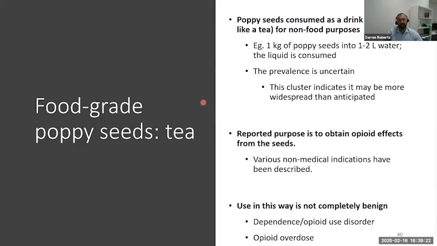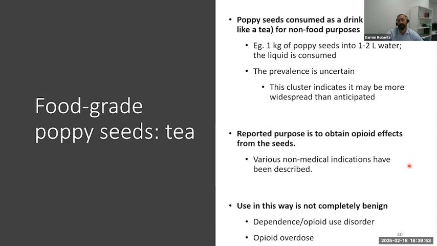I think all of us have known of a case of poppy seed tea use or misuse, where someone has been using it, develops dependence, and asks for help. And a lot of us, I think, thought this was an uncommon event within the community. What does this involve? I've already mentioned this to you before when we went through some of the cases. Someone may have, for example, 1 kilo of poppy seeds that they dissolve into 1 to 2 liters of water, and then that liquid is consumed. As mentioned, we never really knew how common this was. We thought it probably wasn't very common.